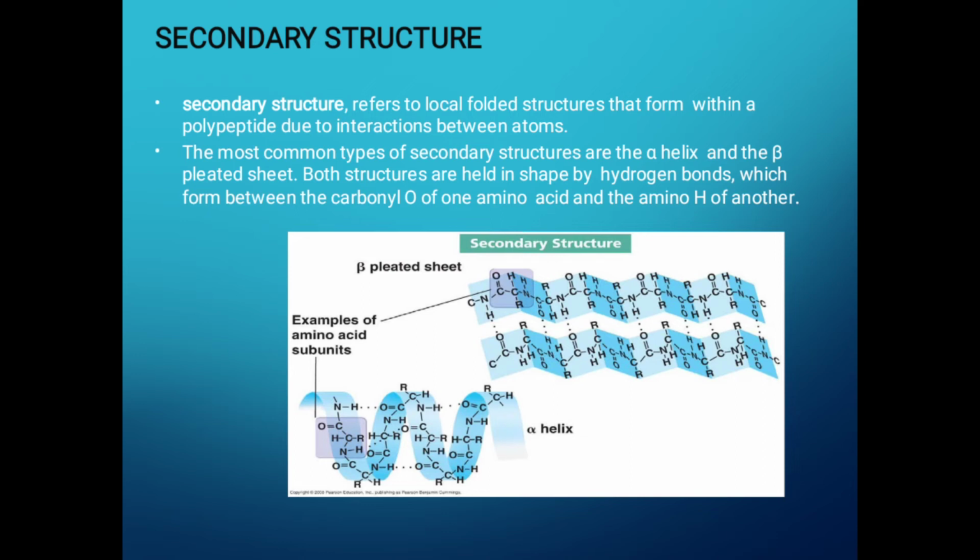See in the secondary structure, the alpha helix and beta pleated sheet, both structures are held in shape by the hydrogen bonds. So the bond between carbonyl oxygen, that you see in the beta pleated sheet structure, the carbonyl oxygen group and the amino hydrogen group. So these are the secondary structures.